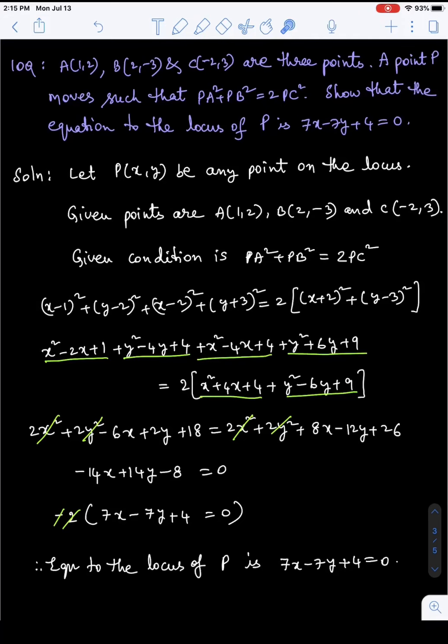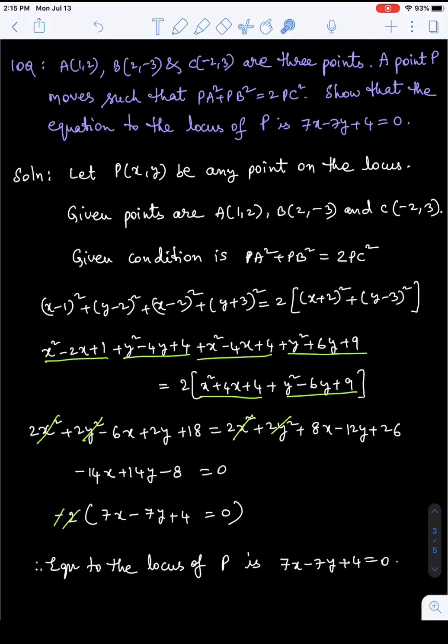Same terms are cancelled in both the sides, LHS and RHS. 2x square cancel, 2y square cancel. And while taking 8x to this side it will become minus 8x, no? We have to add it. So that we get 6, 8, 14, minus 14x. Minus 12y when you take to this side will become plus 12y. So we are adding, plus 14y. And 26 when you take this side will become minus 26. We should subtract. So nothing is remained in RHS.